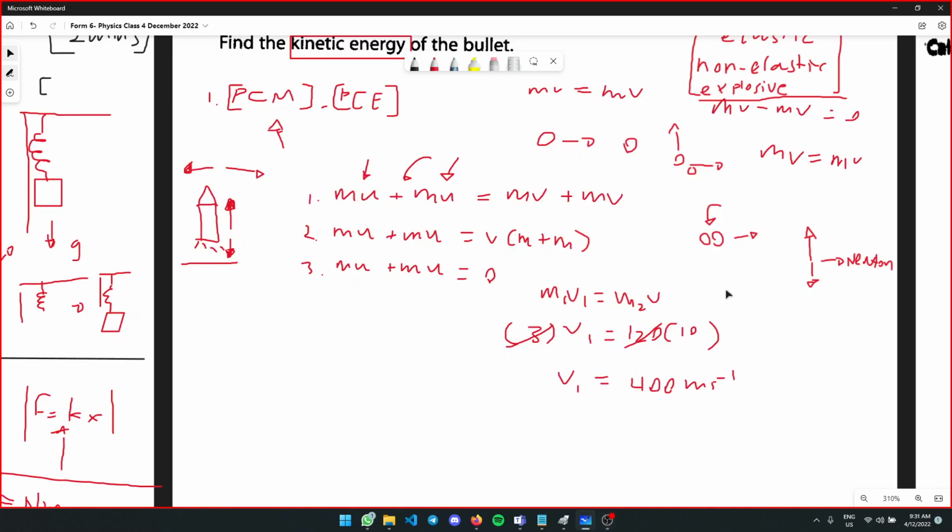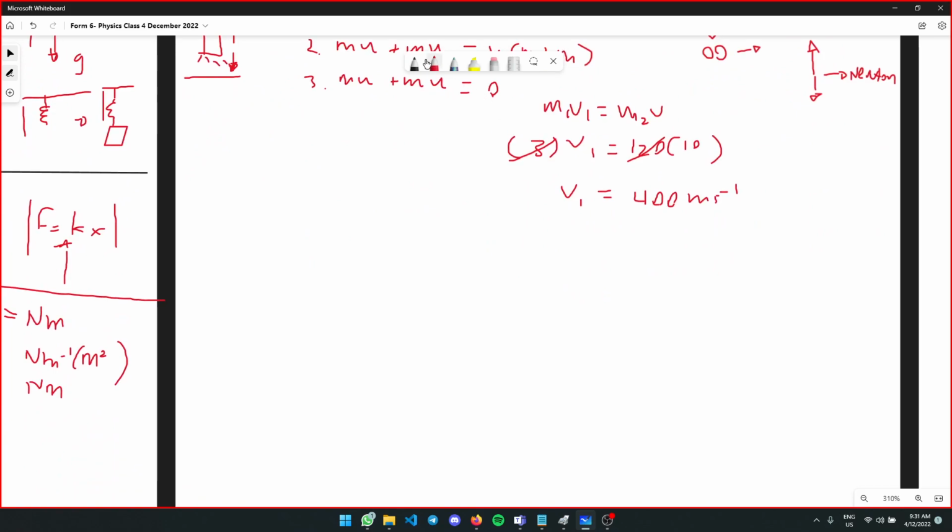Okay, so we get v1 equals 400 m/s. So what we do with this is use the KE formula. I don't know why they use KE, but KE equals 1 over 2 mv squared. They ask for the energy of the bullet, so we give the energy of the bullet as 1 over 2.